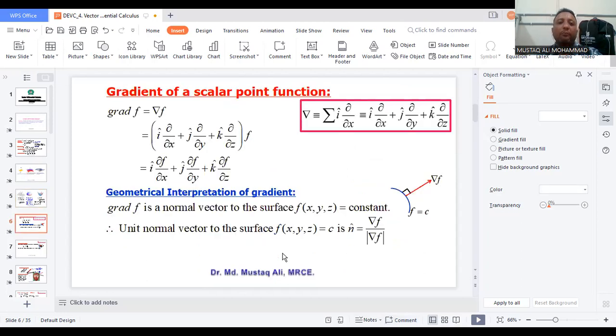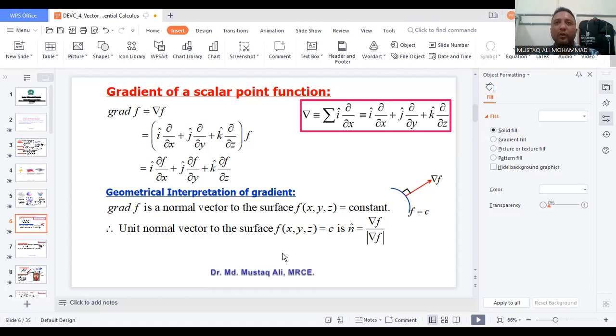Gradient of a scalar point function. From the given vector operator del, if we operate this del on any scalar point function f, then we obtain del f. That is called the gradient of the given scalar point function. So grad f equals del f.